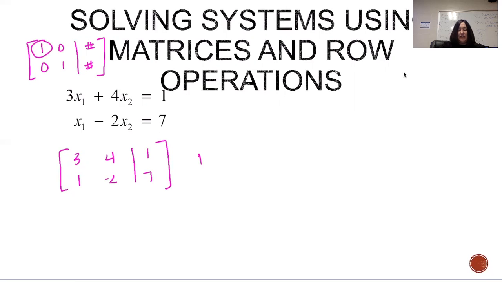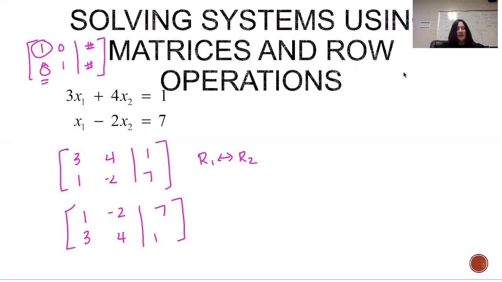My easiest thing to do here is to switch row 1 and row 2. So that would give me 1, negative 2, 7. We're not changing anything, we're just switching the rows. And I would get something that looks like this. Then you work your way down. Now what I want to do is I want to make this bottom number in my matrix 0. So to do that, I'm going to take row 1 and I'm going to multiply by negative 3. And I'm going to add that to row 2, but then I'm going to replace that in row 2.